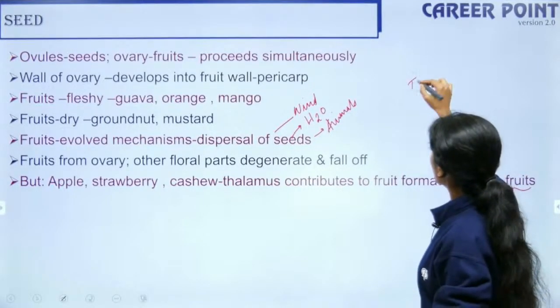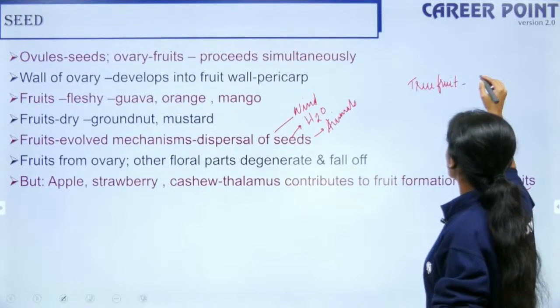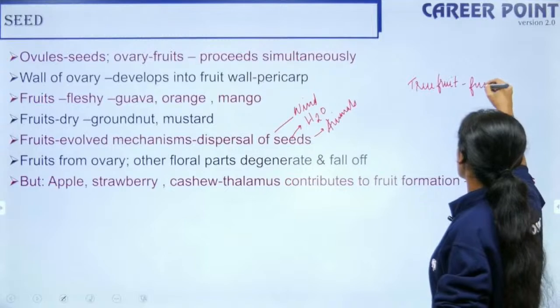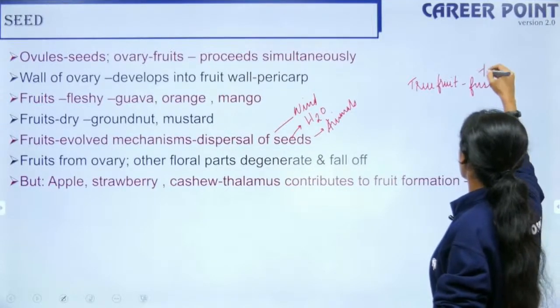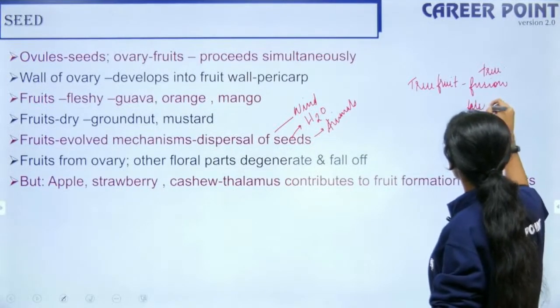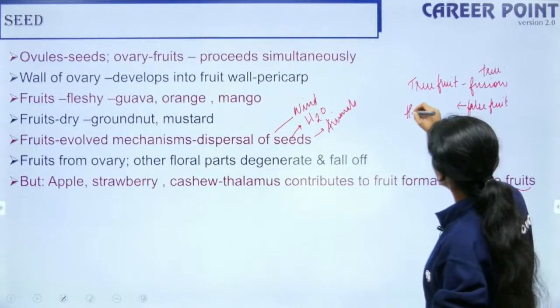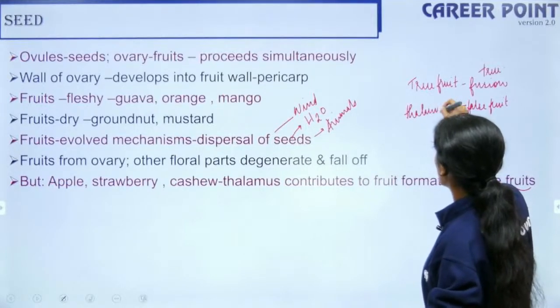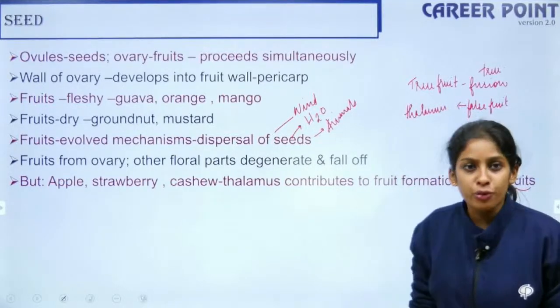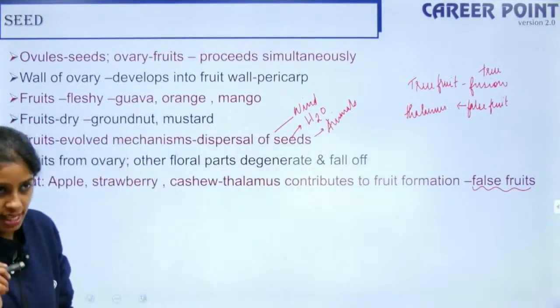So you have true fruit. True fruit is where you have proper fusion, the fusion of male and female gamete. When I call it false fruit, it is when the thalamus contributes to the formation of the fruit. The formation of fruits without proper fertilization is parthenogenesis.